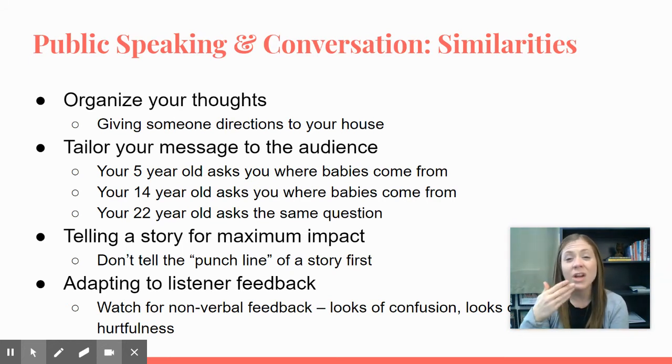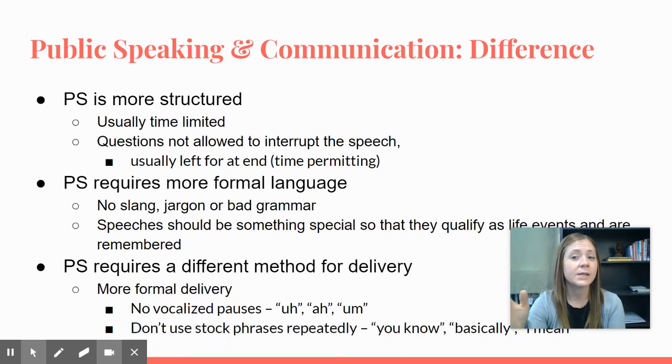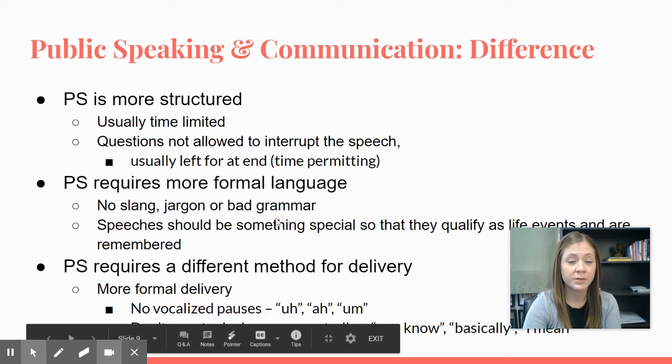So if you're afraid of public speaking, if you have conversations with normal people every day, you're probably on the right track to learn how to be pretty good at public speaking. And there are some differences, and those are listed here, and you're going to be looking into those differences as well.